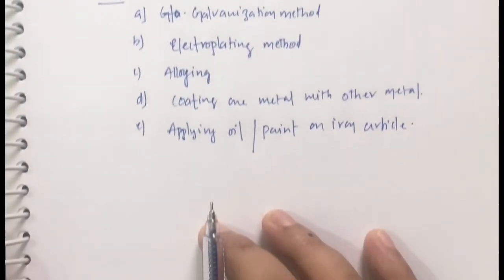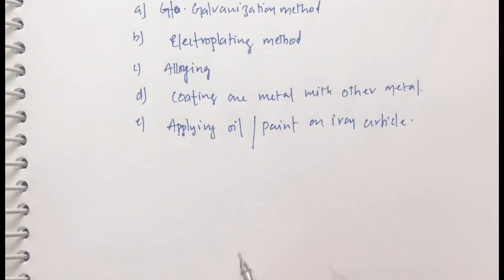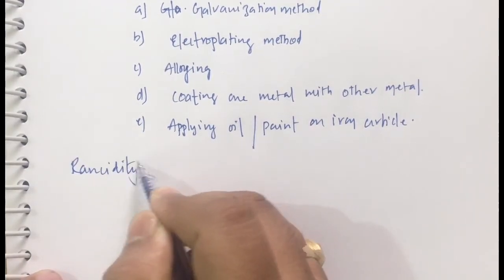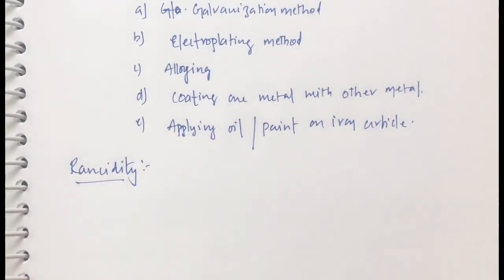Hope the concept of corrosion is very clear for you all. So what is rancidity? Rancidity is when food containing fats and oils is exposed to air and gets oxidized. When they get oxidized, their smell and taste change. Such a process we call rancidity. To prevent oxidation, antioxidants are added to food that contains fats and oils.